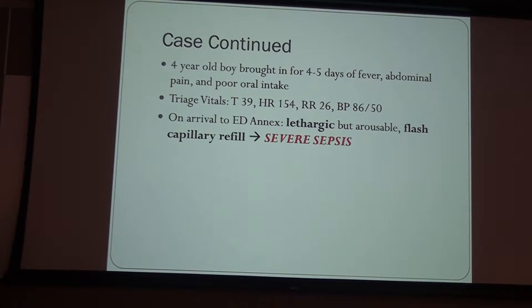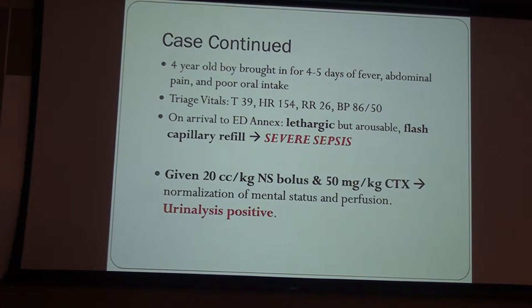All right, so back to our case. Any questions about the neonate and the child and how they're different in terms of management? So we said this 4-year-old who's had 4 or 5 days of vomiting, abdominal pain, poor PO intake, was lethargic and had flash cap refill in the annex. He was severely septic. So we gave 20 cc per kilo and he was actually in the back when he got this. I probably should have moved him up front, now that I prepared this talk.